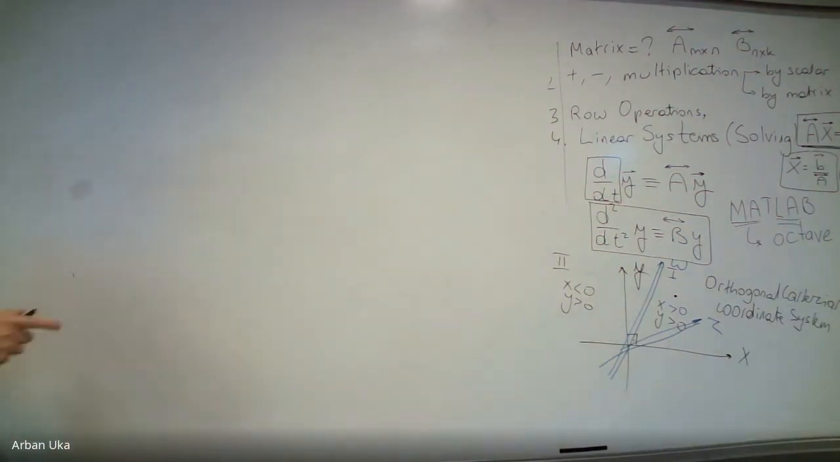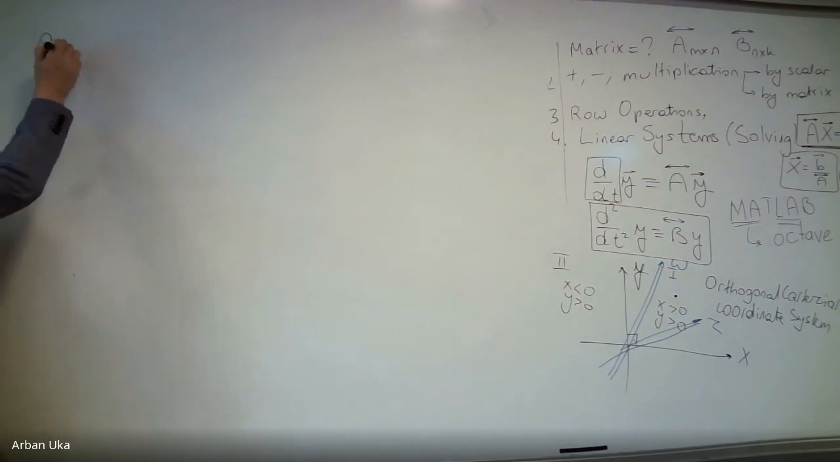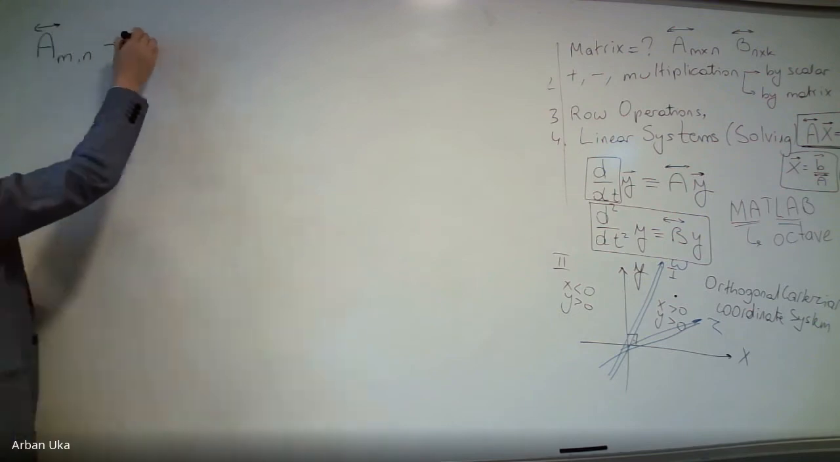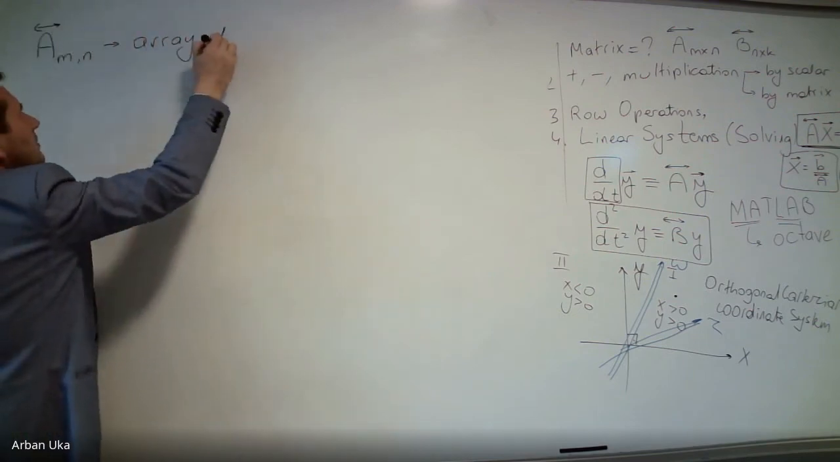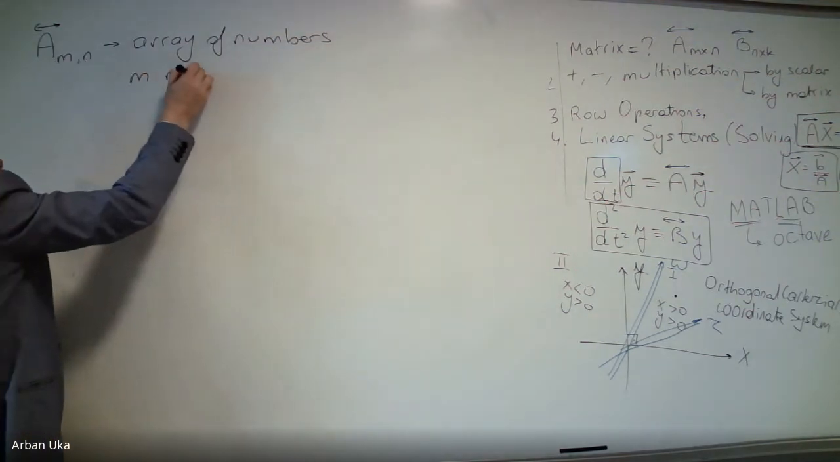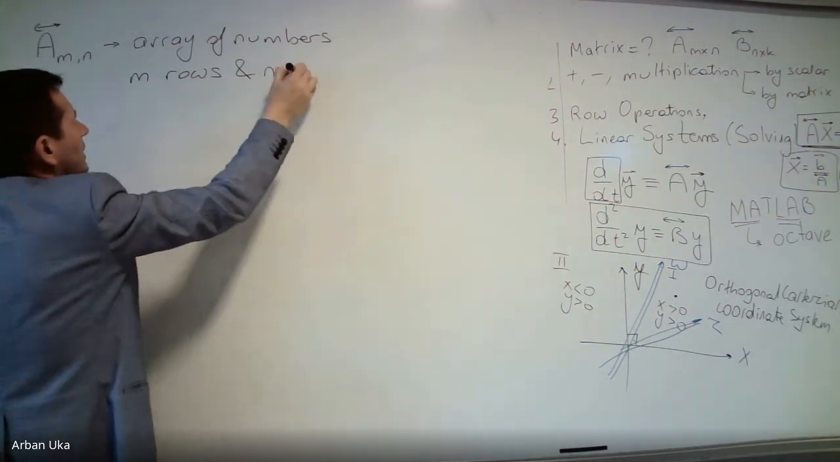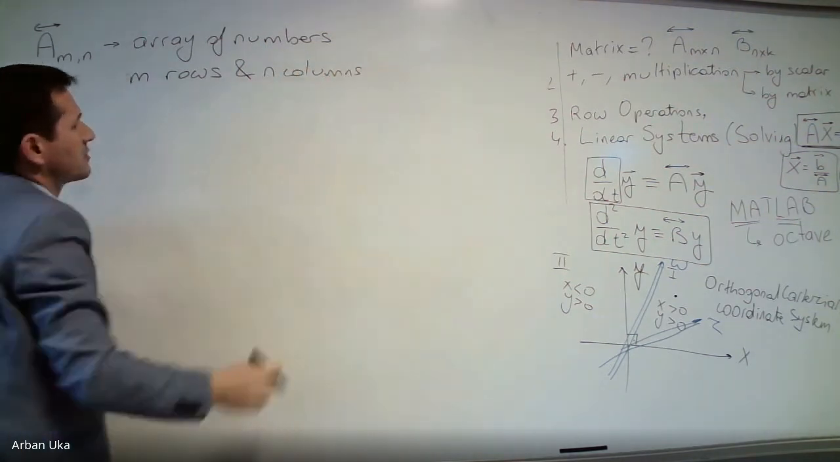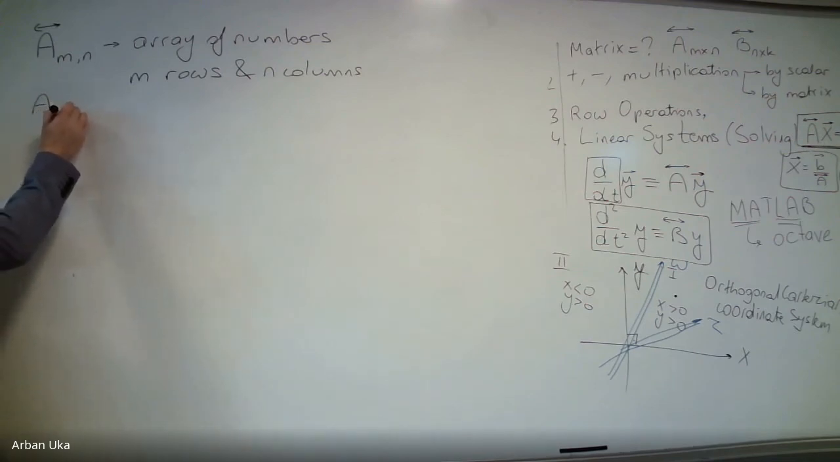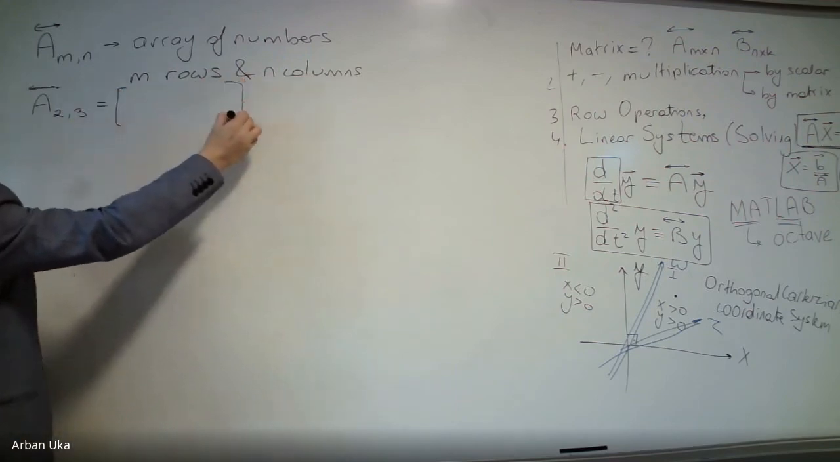So what is a matrix? As you can see from there, a matrix is an array of numbers which has m rows and n columns. This is how a matrix can be defined. For example, here on the board we have a matrix, the first matrix. It is 2 by 3, one that has 2 rows and 3 columns.